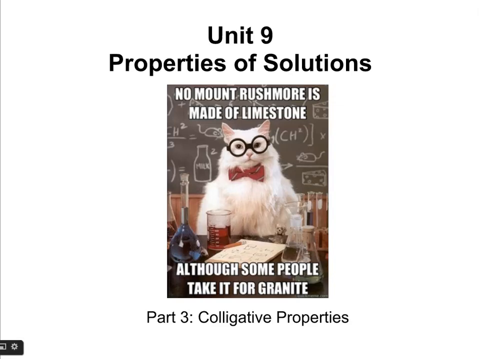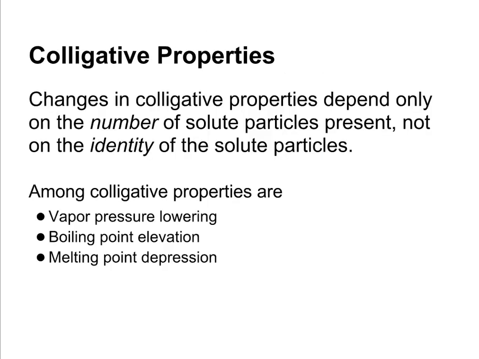Part 3 of Unit 9 is about colligative properties. Let's start by defining colligative properties. A colligative property is one that depends only on the number of solute particles present in the solution, not on the identity of the solute. So it doesn't matter what our dissolved solute is, a colligative property is changed based only on the number of solute particles present, not what it is.